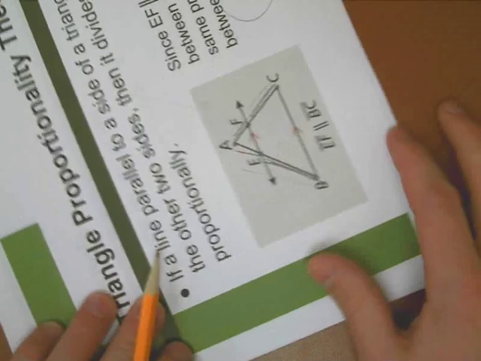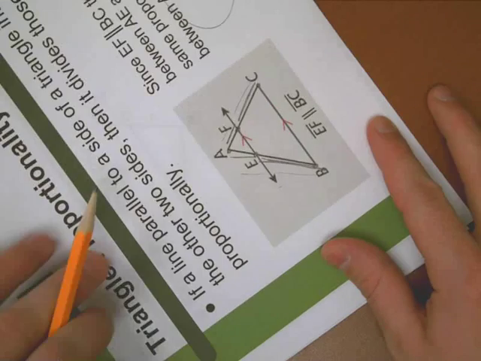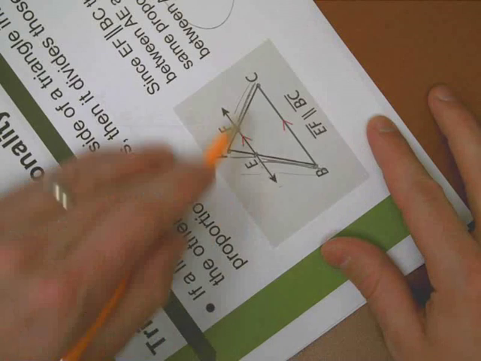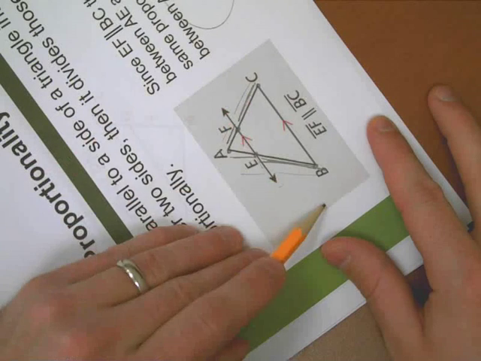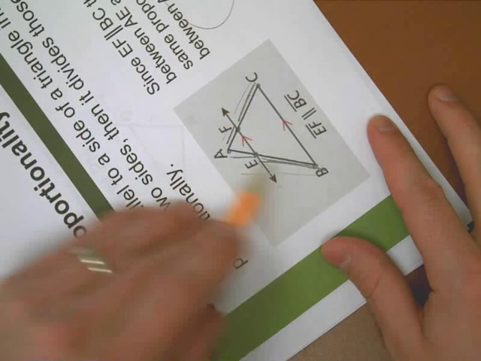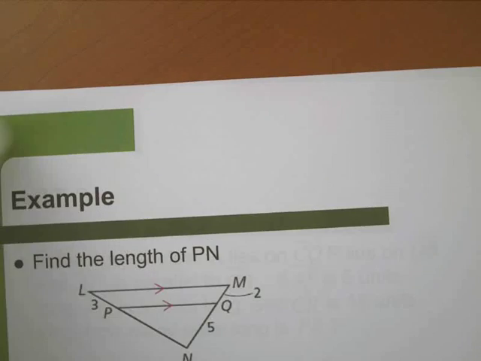Now, it doesn't have to be the base necessarily. Maybe I could take this and rotate it this way, right? Okay? So now I'm not talking about the base anymore, but I have a line that's parallel to one of the sides of the triangle, and it cuts these other sides proportionally. Okay, that's the Triangle Proportionality Theorem.